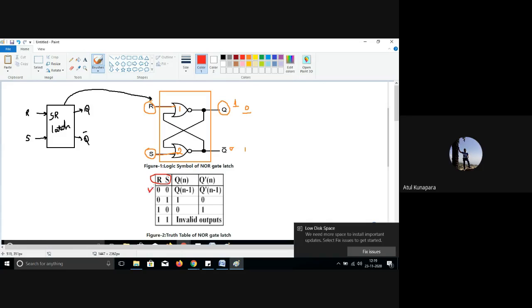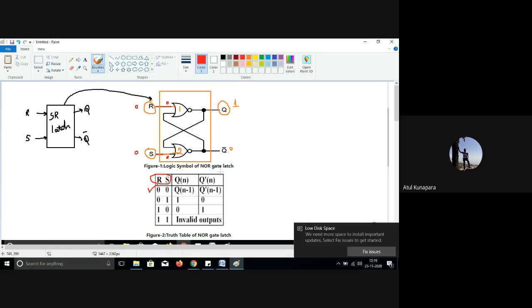When both are 0 0, the first condition, when you are giving R as 0 and S as 0, what will happen? Whatever condition is at the output side, let us say Q is equal to 1 and Q bar is equal to 0. In that case, if you give R equal to 0 and S equal to 0, you are giving 0 to this NOR gate and 0 to this second NOR gate. Based on the Q bar condition, this 0 will come here and this Q will come here.